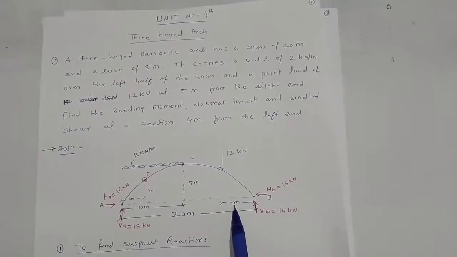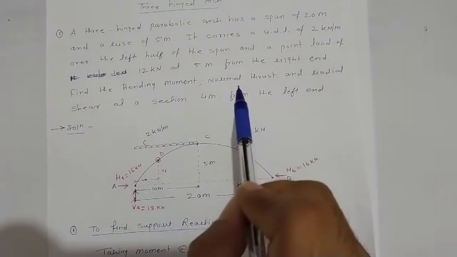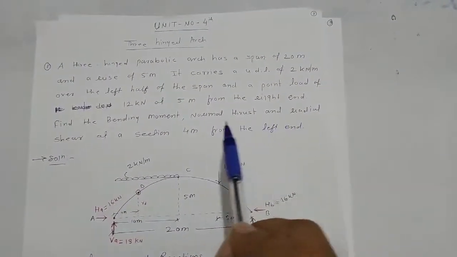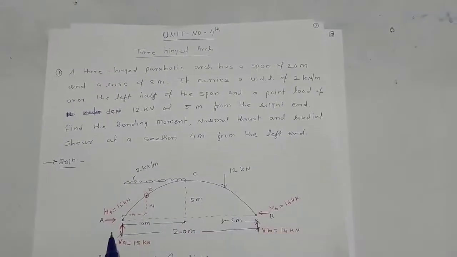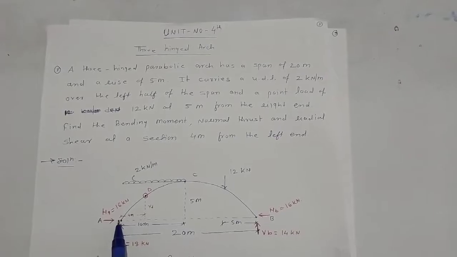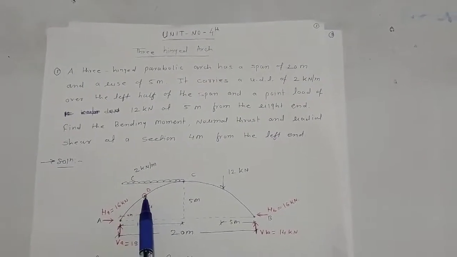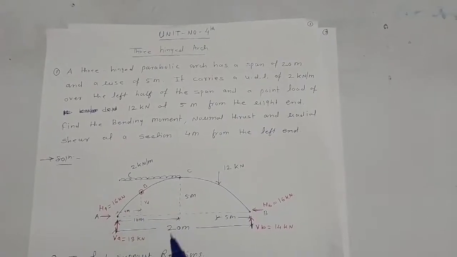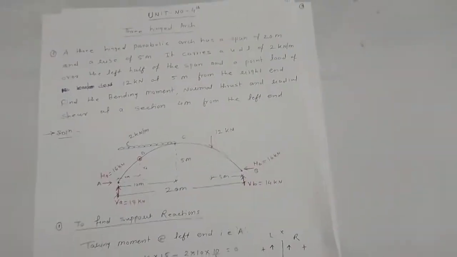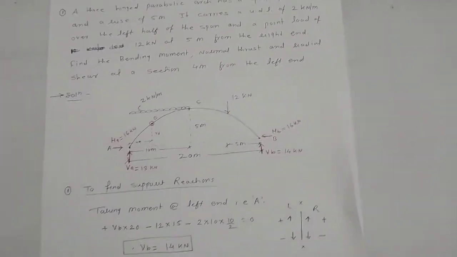Okay. What is to be found out? Bending moment, normal thrust and radial shear at a section that is 4 meter from left end. This one is our left end. We will calculate each term at point D, that is 4 meter from left end. Okay. So let's see the solution.